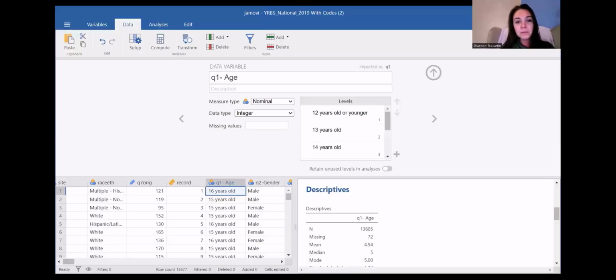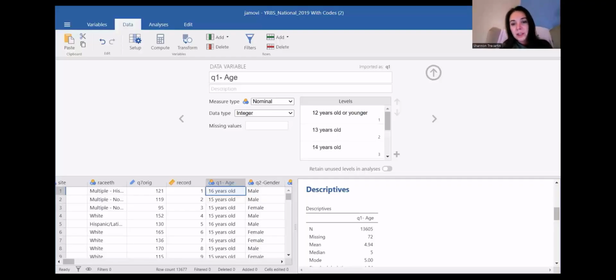So the question was, what is the measure of central tendency and what is the value? So the measure of central tendency is mode. The value, or the category, it's 16 years old. Okay, the second one is, how many 17-year-olds are there? If you go up here and look, you can see there are 3,102 17-year-olds.